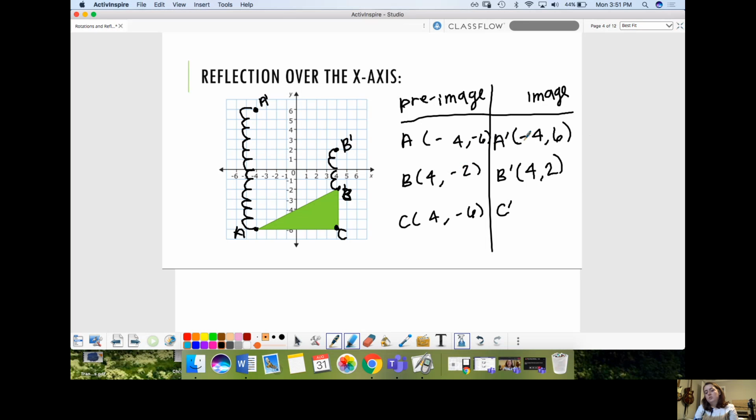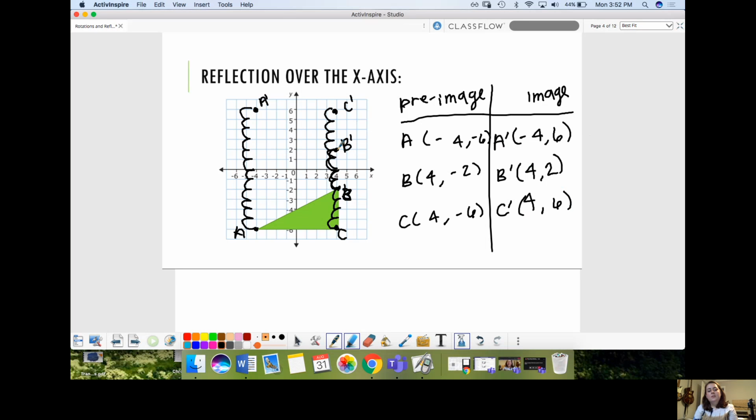It changed from -2 to +2. And then our last one is this point C, which is 1, 2, 3, 4, 5, 6 away. So we want to make sure our C prime is 6 away as well. 1, 2, 3, 4, 5, 6. So this point is C prime. And C prime is at the point 4, 6.